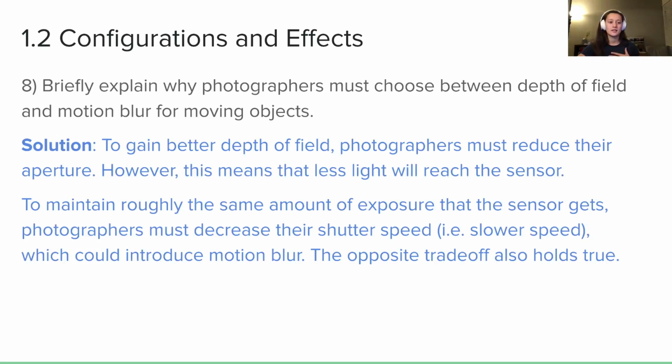Okay, so maybe this was a little confusing. I know there's a lot of terms that we just learned, but the TLDR is that if you want a large depth of field, which is good, and no motion blur, which is good, you're going to have a dark image, which is bad. And so you can't have both.